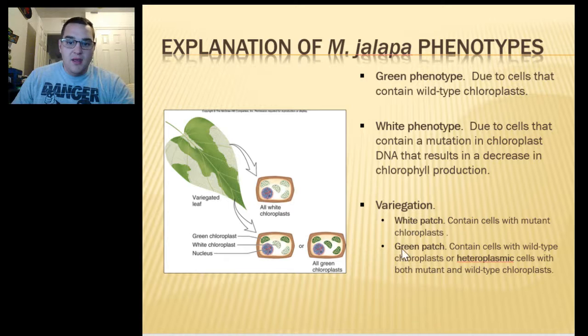So I guess the key definition word you're supposed to get out of this is heteroplastic cells, or the green patch contains cells with wild-type chloroplasts and heteroplastic cells with both mutant and wild-type chloroplasts. And so that's kind of where that comes from.